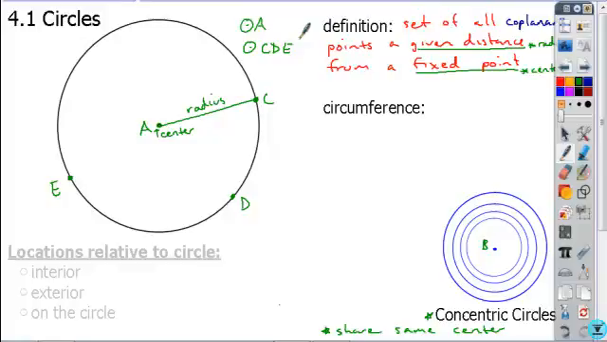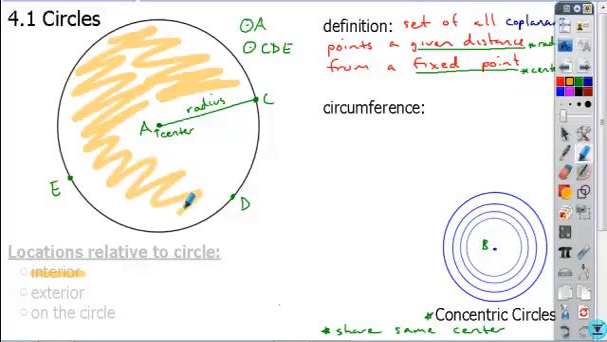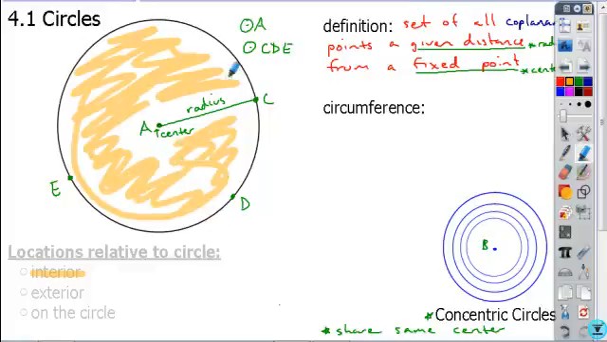If we look at how points can be located with respect to a circle, we can say that points are located in the interior of a circle. The center of a circle is not considered a point on that circle. It's just a point to help define the circle. It's that fixed point from which the distance is the same. All of these points inside the circle would be considered the interior points.